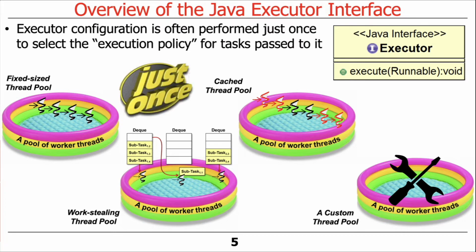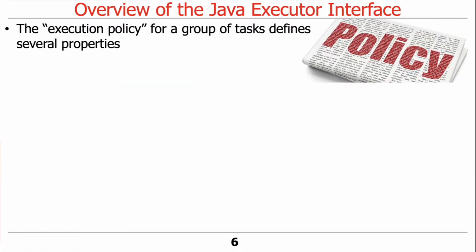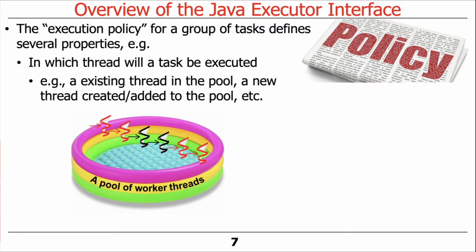There's also this concept of Executor configuration, which is typically performed in order to select or dictate the execution policy for tasks that are passed to the Executor implementation. And let's talk about some of the different execution policies that exist. So one thing you can do by execution policy is determine in which thread a task will be executed.